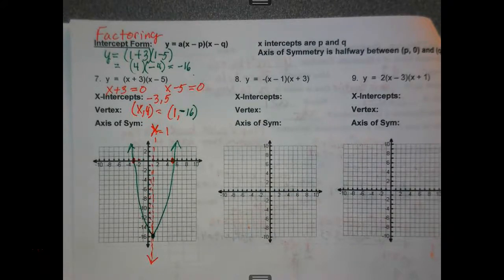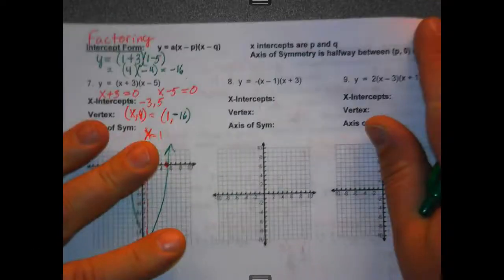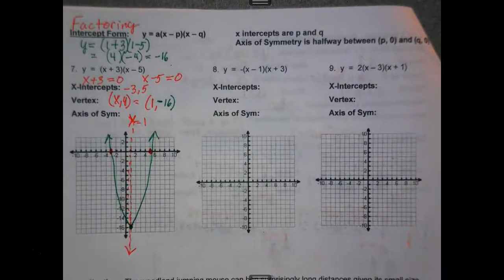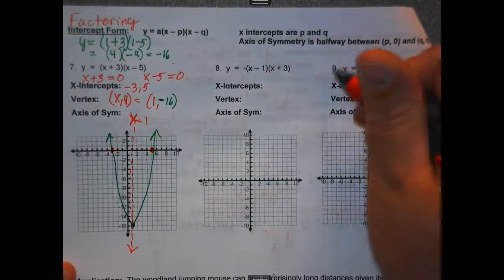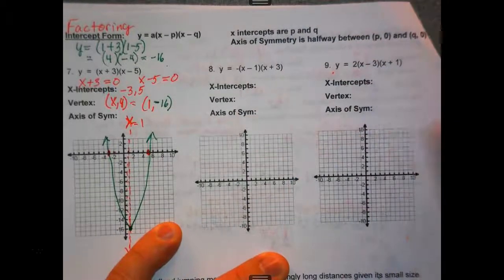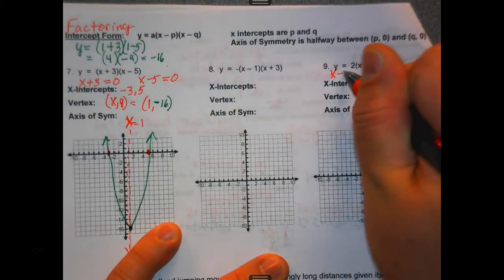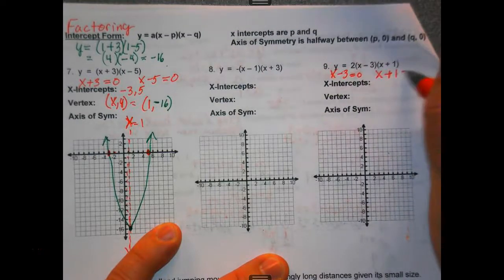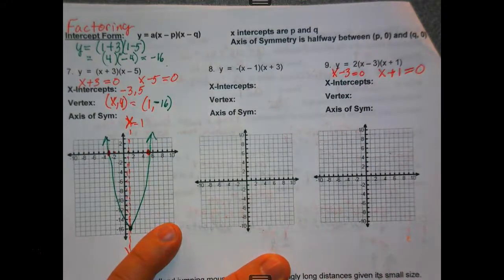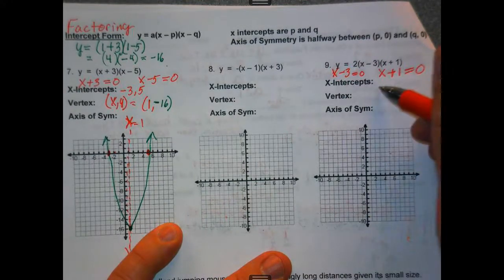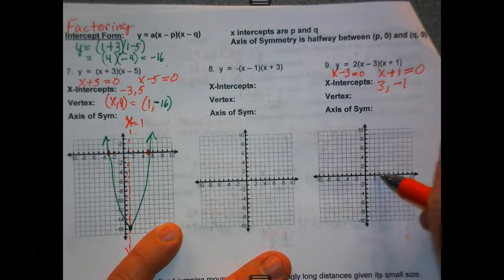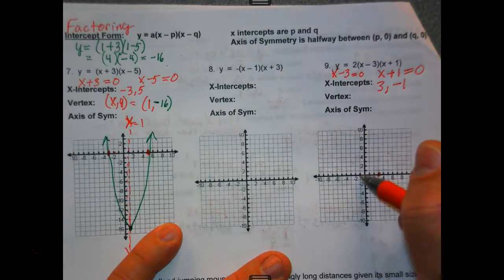Okay, which one you want to do? 8 or 9? It's my last one. Number 9. Okay, I'm going to find my x-intercepts, so I take each quantity, x minus 3, set that equal to 0, and x plus 1, set that equal to 0. So my x-intercepts are 3 and negative 1.